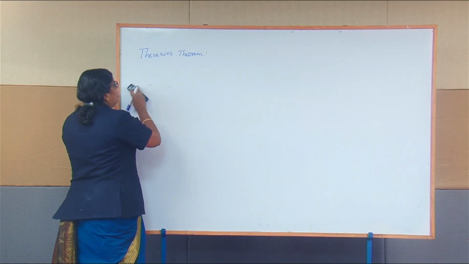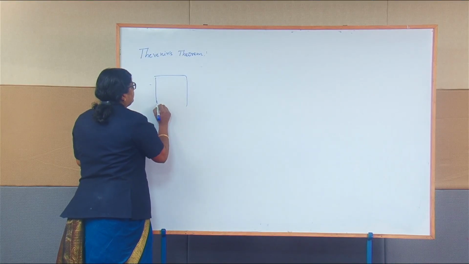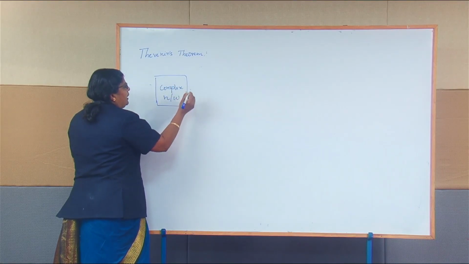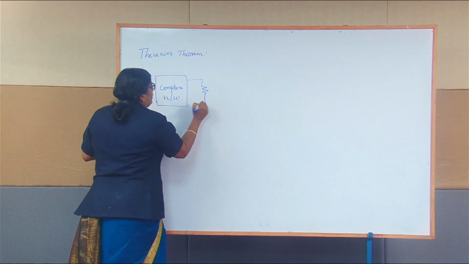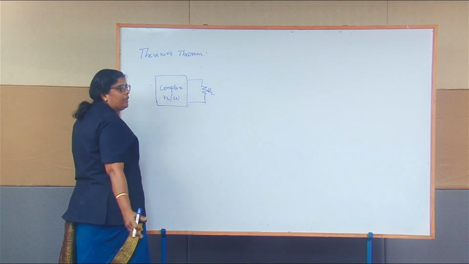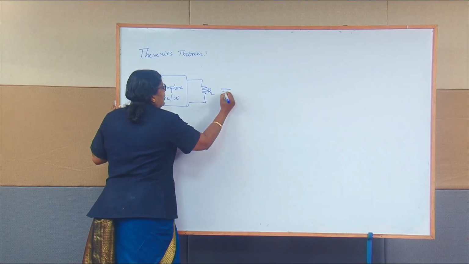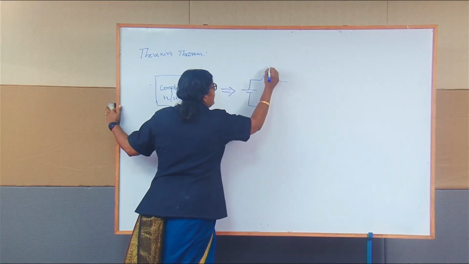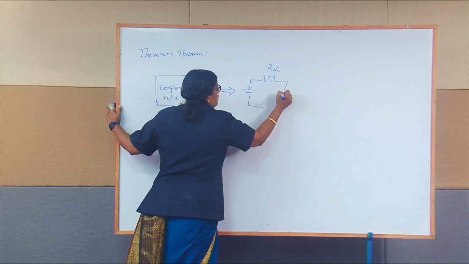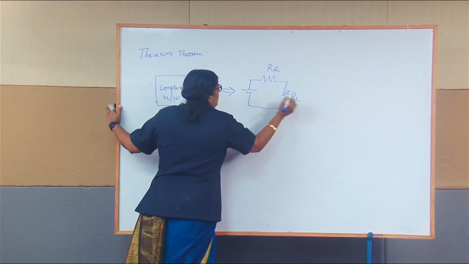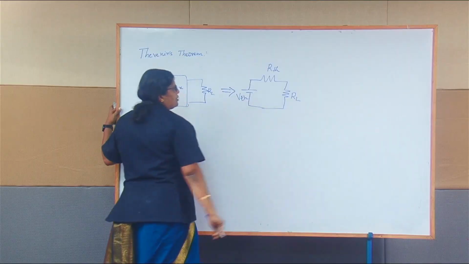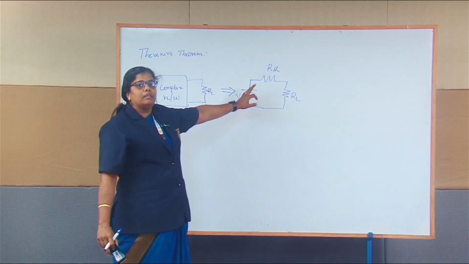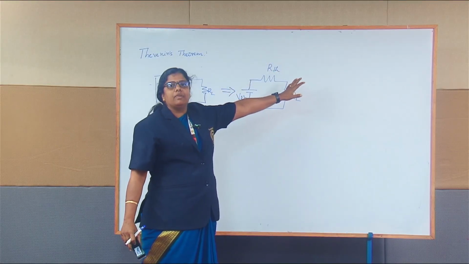So, basically, we have a complex network. It could be any linear or bilateral network, with a resistive load or any load we can be connecting, and this circuit can be reduced to a simple network which consists of a voltage source in series with a resistance. I'm connecting this load as such, and this is your Thevenin's voltage source. The equivalent voltage source is called the Thevenin's voltage source, which I have denoted as VTH, and the equivalent resistance we call Thevenin's resistance.